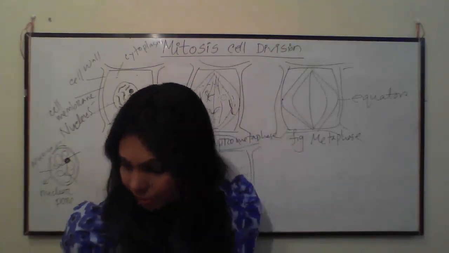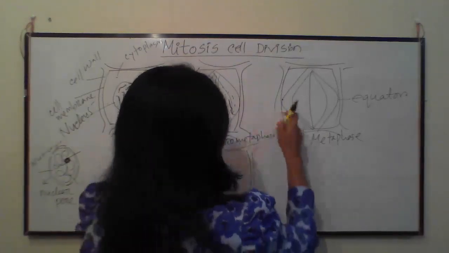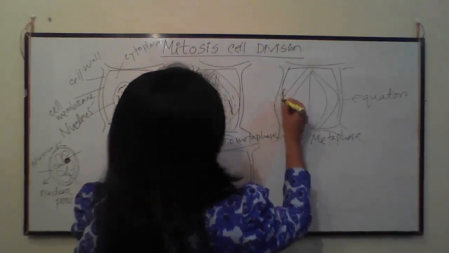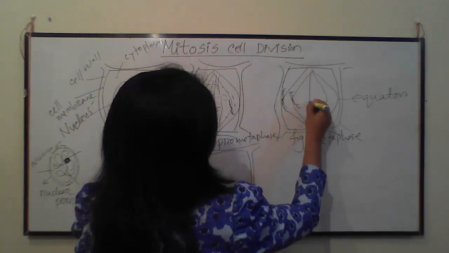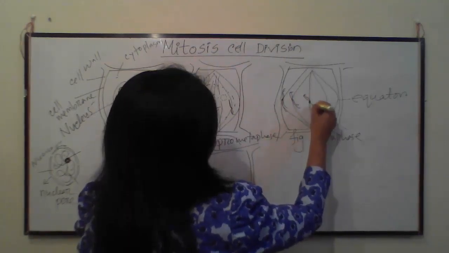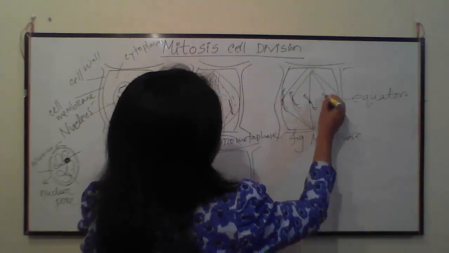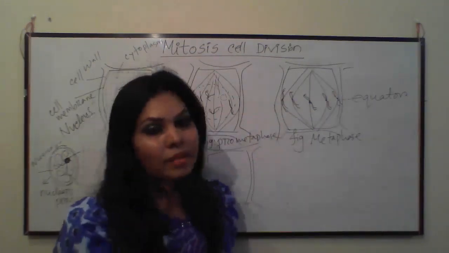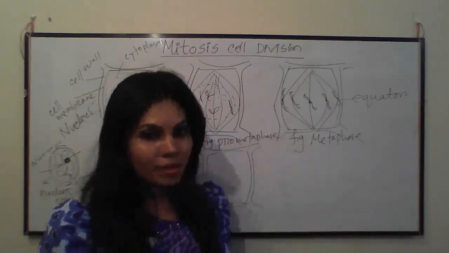My duster is clear now. These are the sister chromatids, and here it's very clear. So in metaphase, the chromosomes come at the equator of the cell.